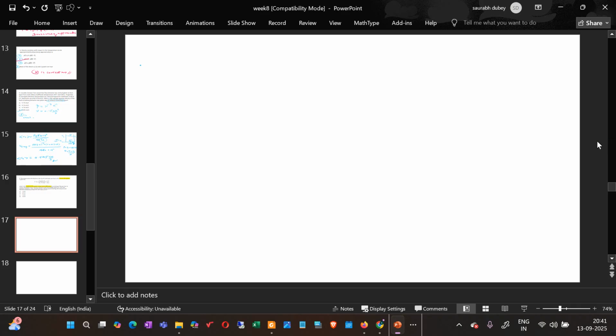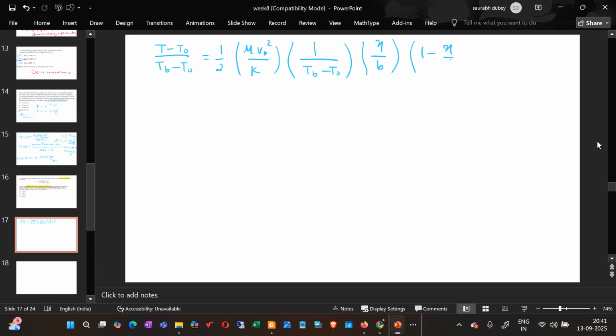Okay, so what is there? So (T minus T0) divided by (TB minus T0) equals 1 by 2 mu VB square. These kind of terms also come in the Brinkman equation, Brinkman's expression, right? So we have seen in the last slide TB minus T0, right? X by B, 1 minus X by B. Okay, so T minus T0 we have to calculate, it is 1 by 2 mu VB square by K.